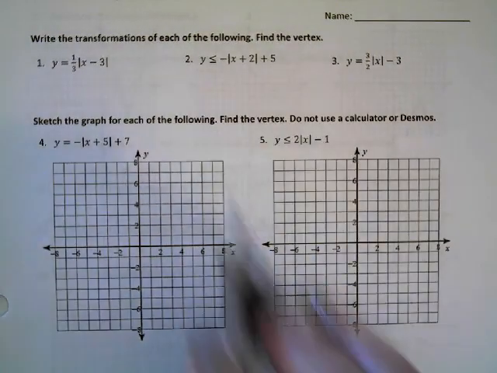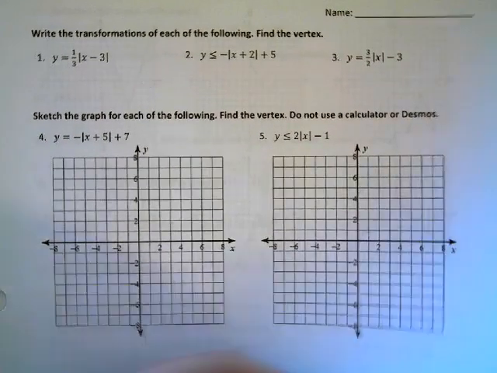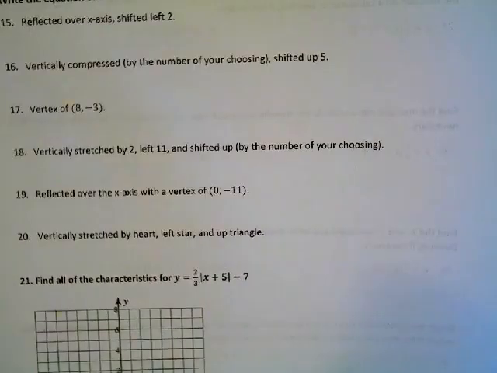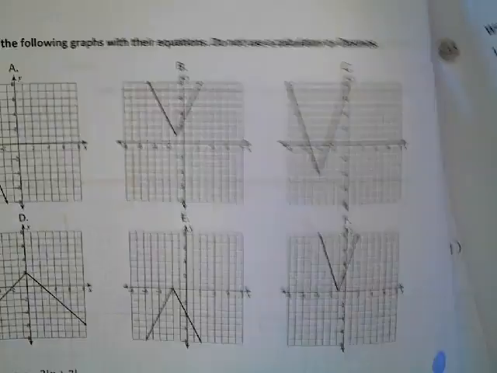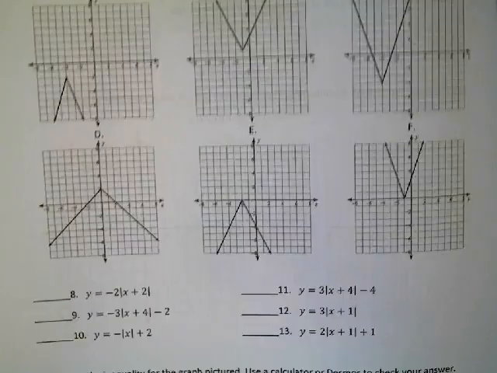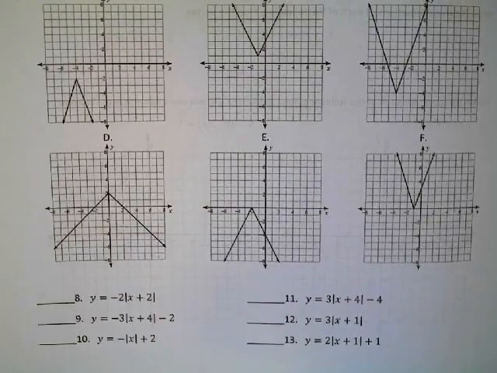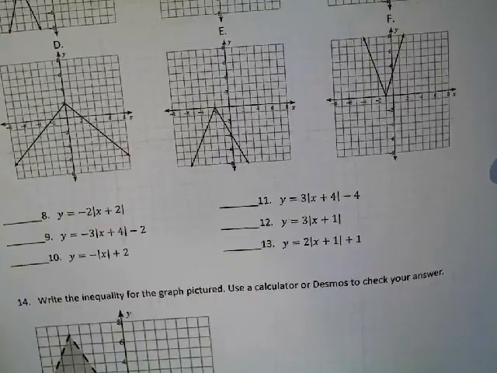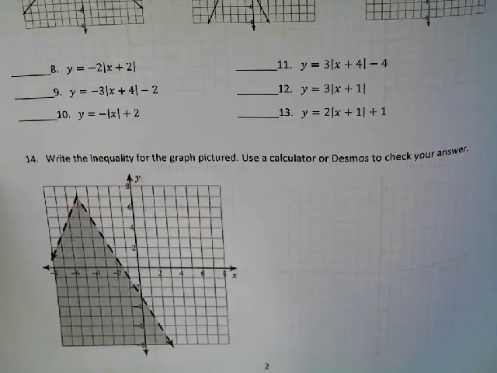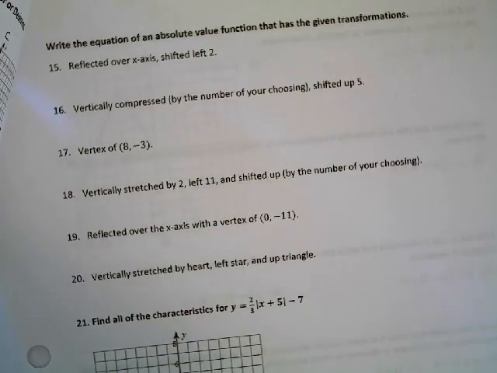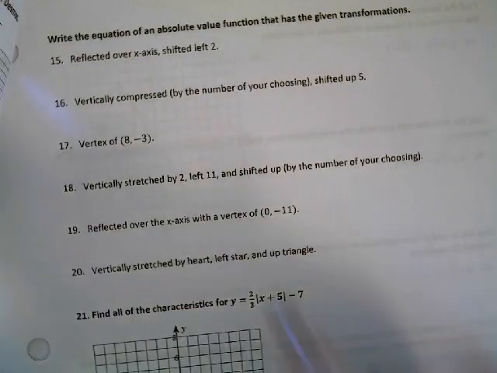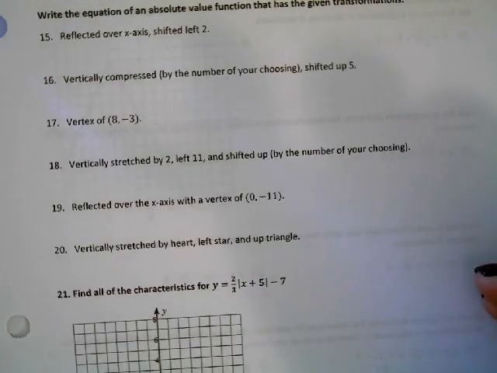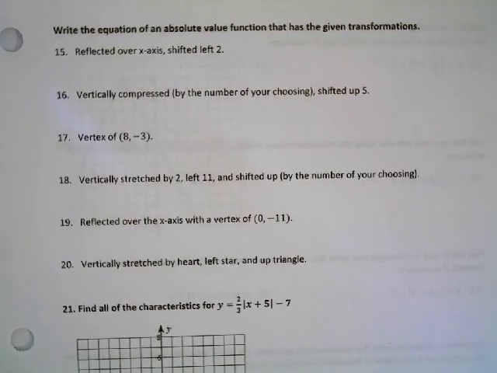We can definitely do 8 through 13, where we are taking the graphs that are already drawn and matching them with their equations. We can do 14, where we have an inequality that's graphed already, and we have to write an equation for it. So at this point, we could do 1 through 20, really. So I'm just going to give you some time to work, and then we might do some more notes this period, we might not, okay?